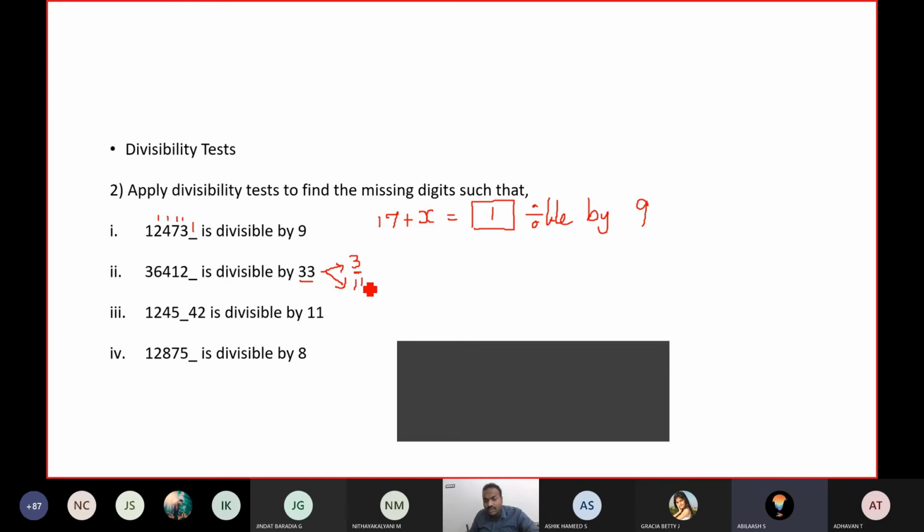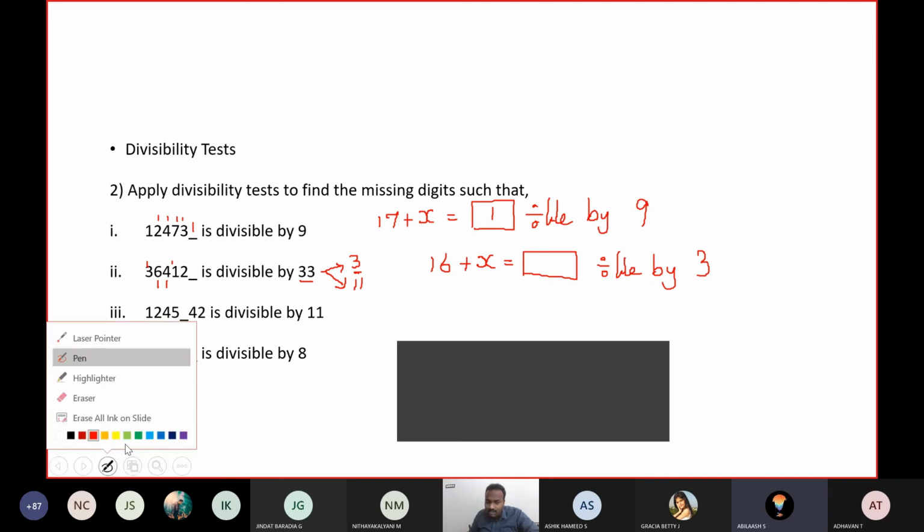Let's go with the divisibility rule of 3. What is the divisibility rule of 3? Sum of all digits should be divisible by 3. Add all the remaining digits 10, 13, 14, 15, 16. So 16 plus a single digit number should give you a number which is divisible by 3. Okay, what could be the value of x? 16 plus what number gives you a number which is divisible by 3?